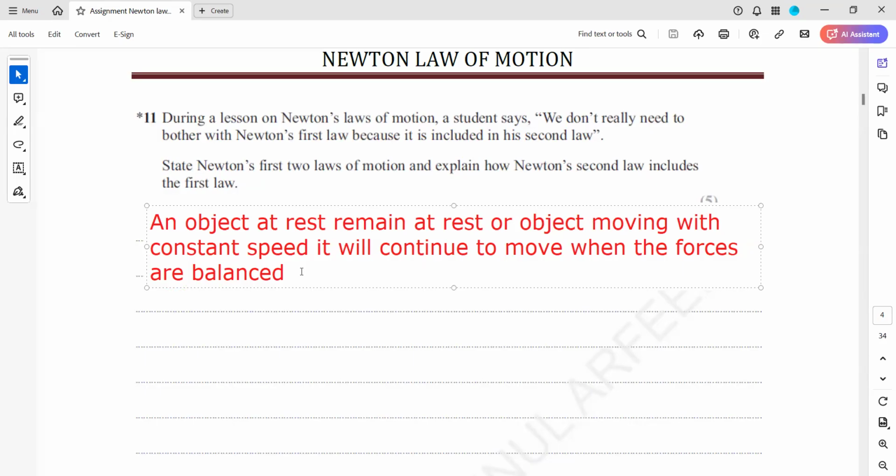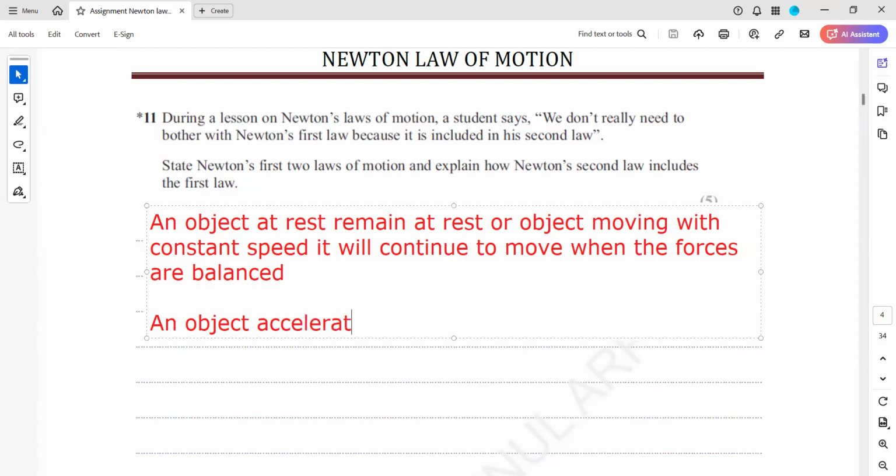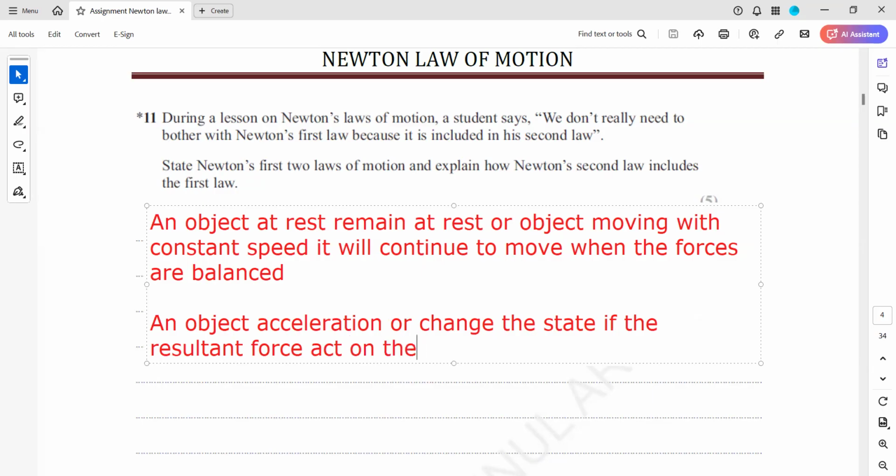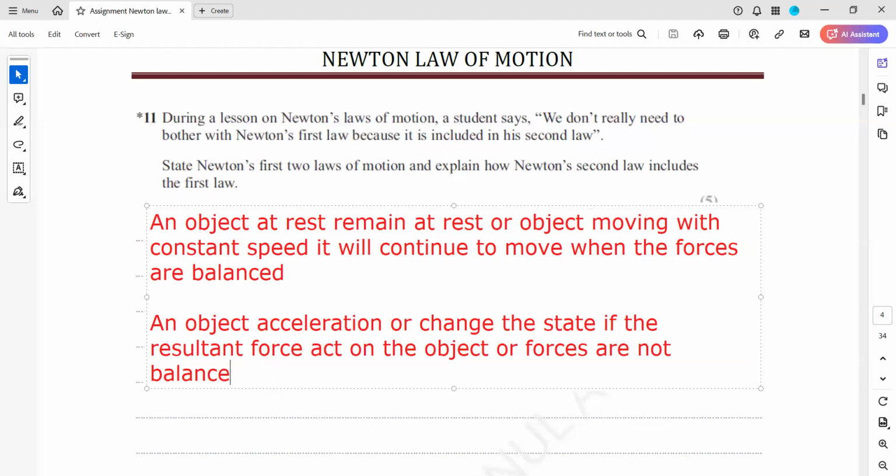What about Newton's second law? An object accelerates or changes its state if the resultant force acts on the object, or the forces are not balanced. So this is the first statement, Newton's first law.